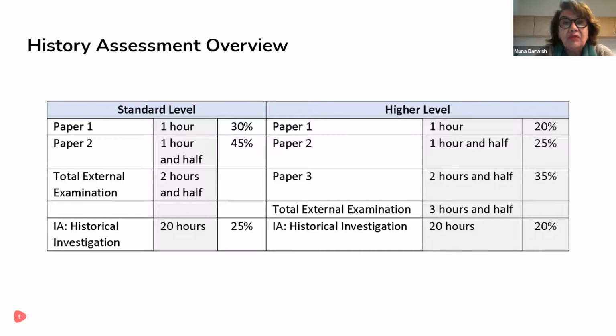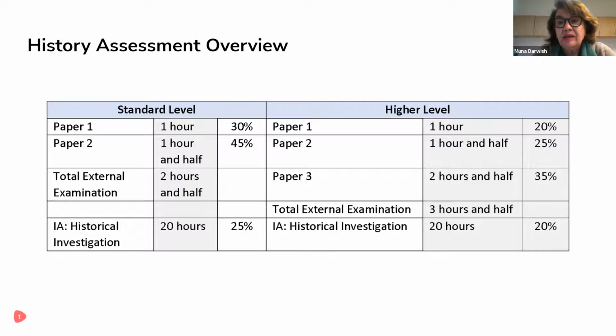30% of the grade for the standard level students. Paper 2 is 45, the historical investigation is 25%, and the sum is 100%. For the higher level, we have 3 papers with a total of 5 hours of examination, 1 hour for paper 1. Paper 1 and paper 2 are like the standard level, and in addition, higher level students take another paper 3, which is 2.5 hours of examinations.